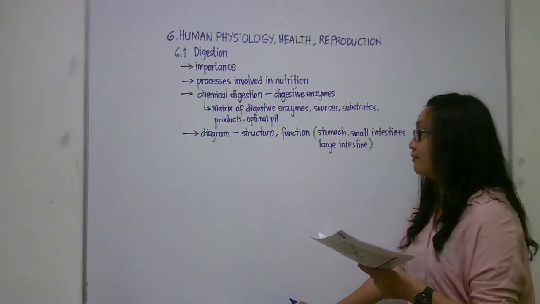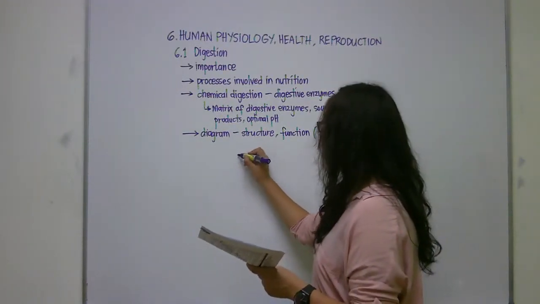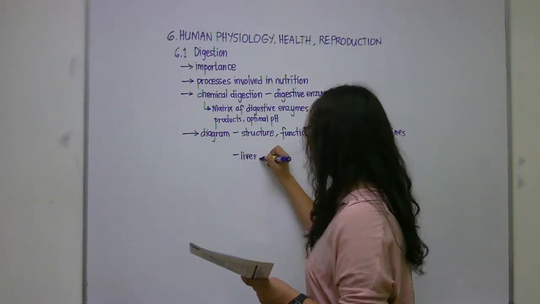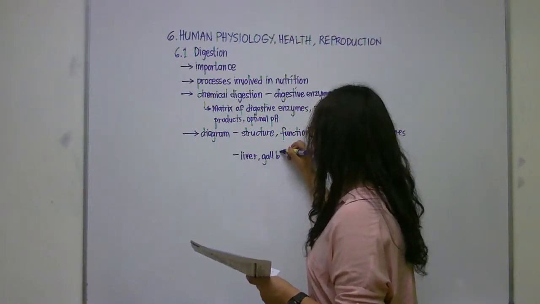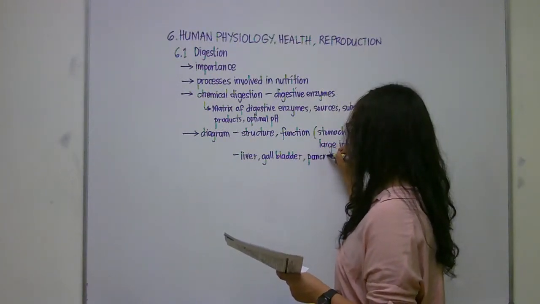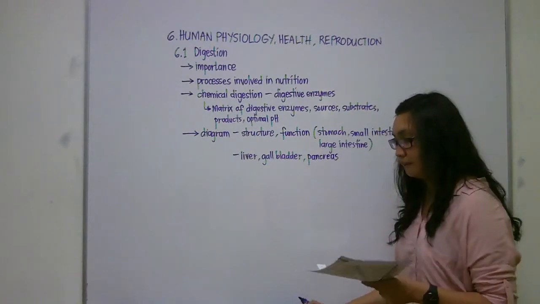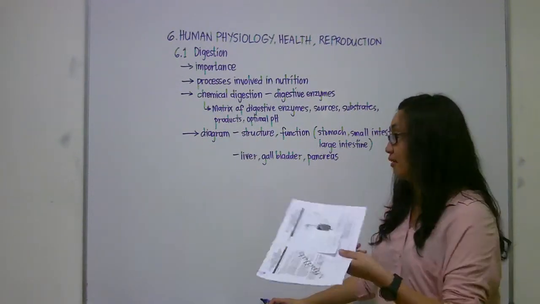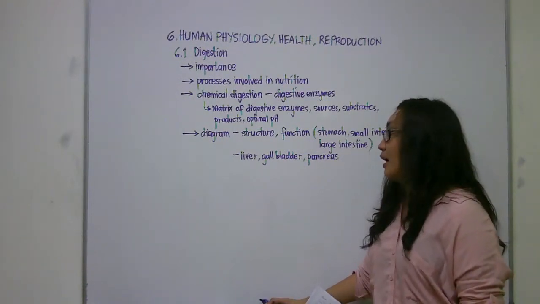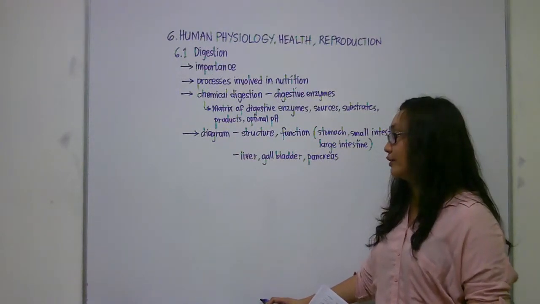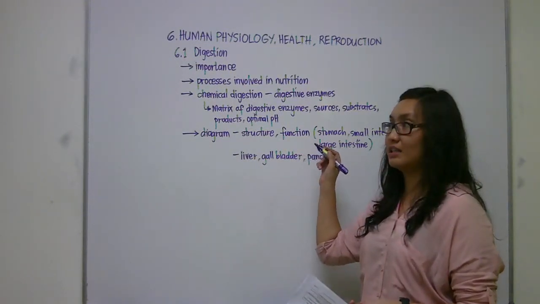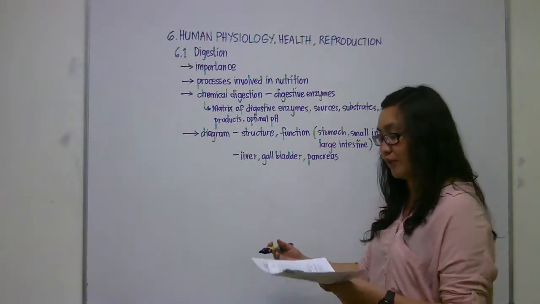Apart from that, especially for HL students, they need to learn about the structure and the function of the liver, the gallbladder, and the pancreas, because these three structures contribute to chemical digestion, because they produce digestive enzymes. Once they have learned the function of these organs, they have to relate this to the totality of how digestion works.